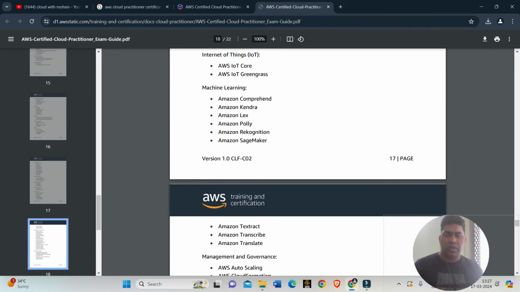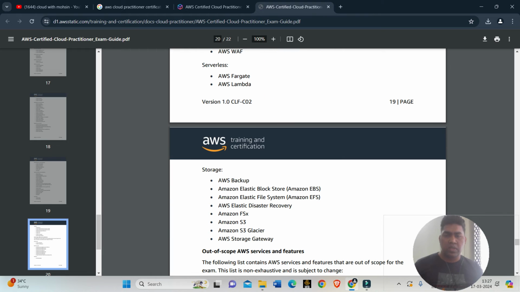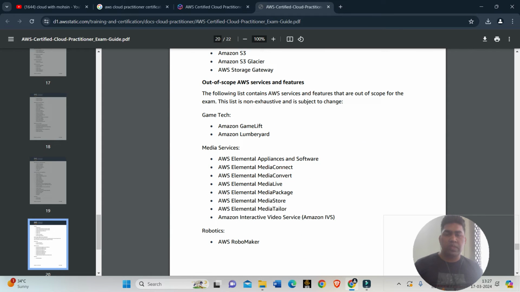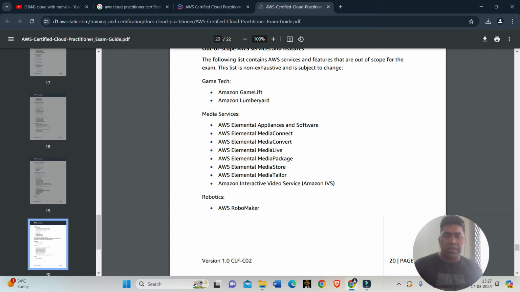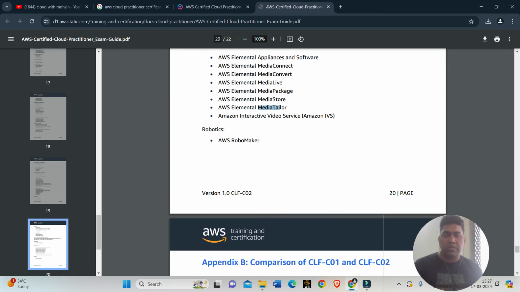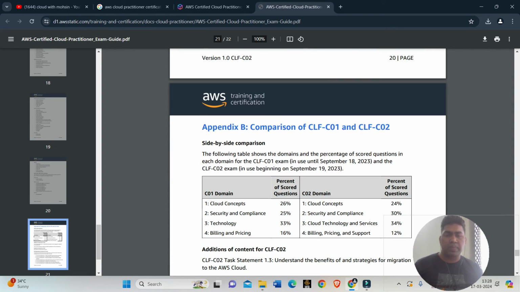However, when we check the out-of-scope services, there won't be any questions related to these, like in game tech, Amazon GameLift, or in media services, AWS Elemental MediaTailor. These are not part of the exam. Then AWS RoboMaker. These services are out of scope.